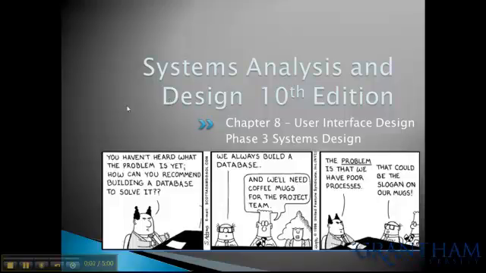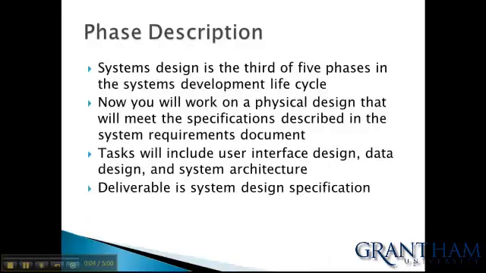In this lecture, we will discuss system design. System design is the third of the 5 phases in the system development lifecycle. Now you will work on the physical design that will meet the specification described in the system's requirements document. Tasks will include user interface design, data design, and system architecture. Deliverable is the system design specification.